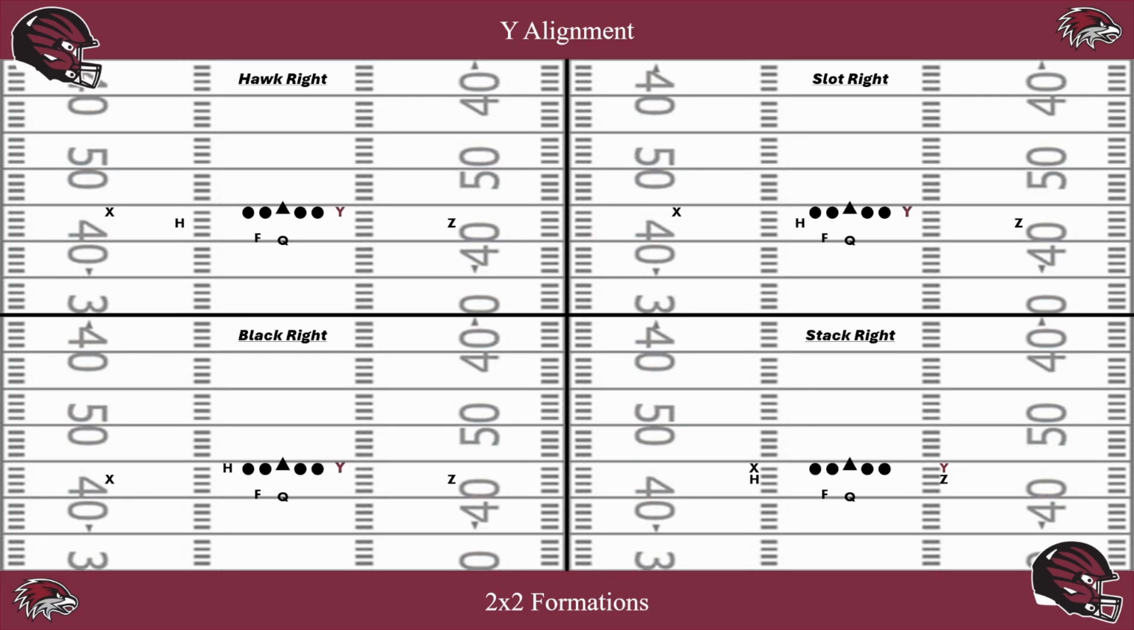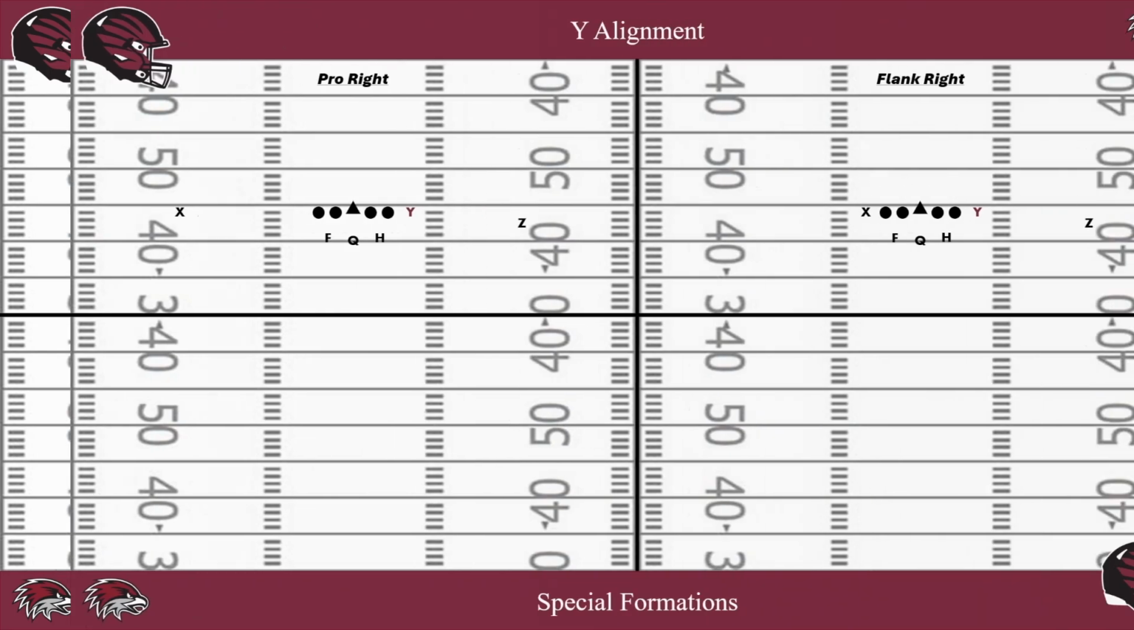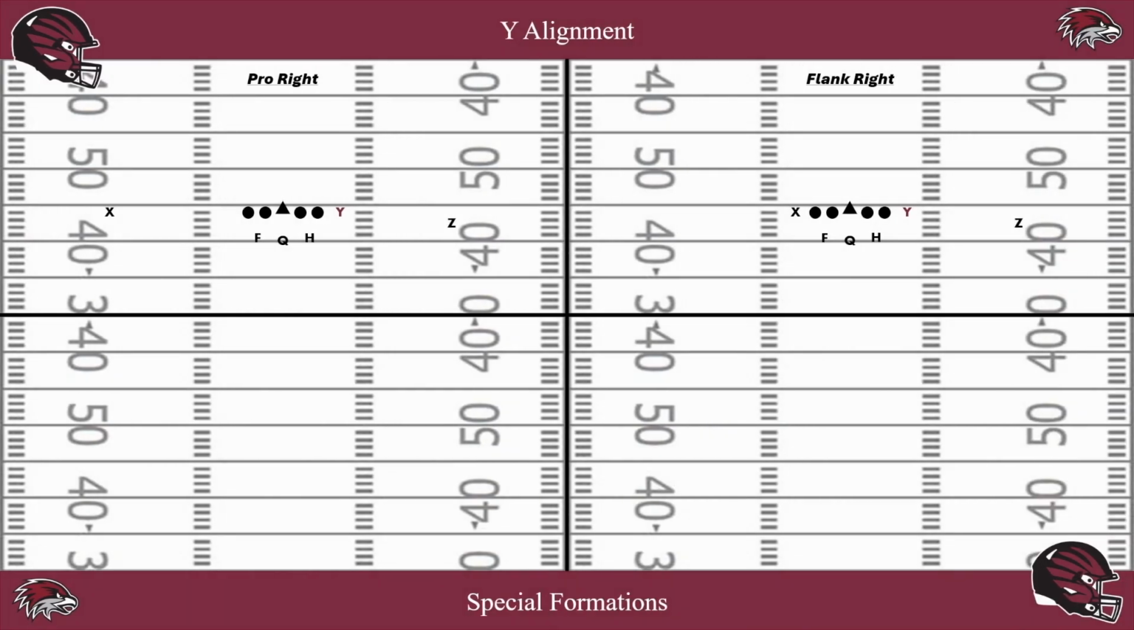In hawk, slot, and black, the Y aligns normally as a tight end with his hand in the dirt. In stack, the Y aligns wide as a wide receiver with the Z stacked behind him. In both pro and flank, the Y aligns as a call side tight end.